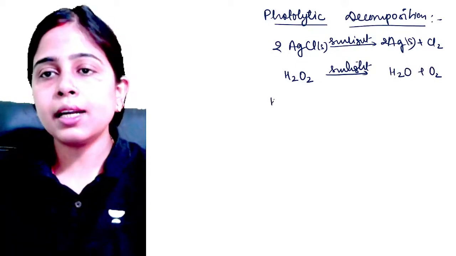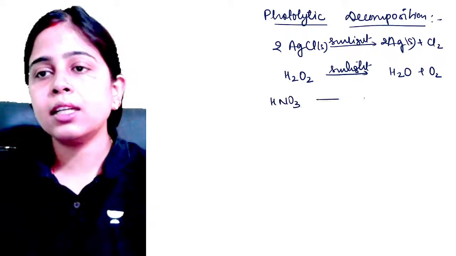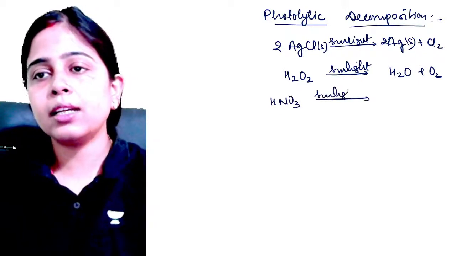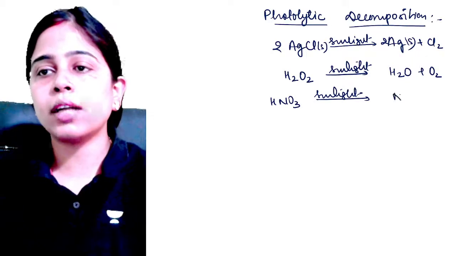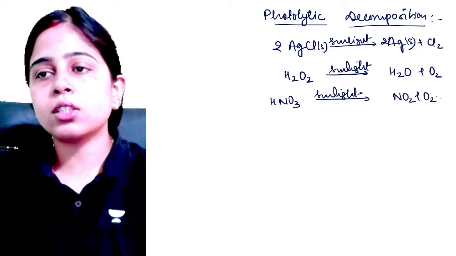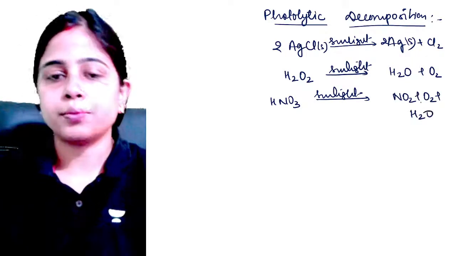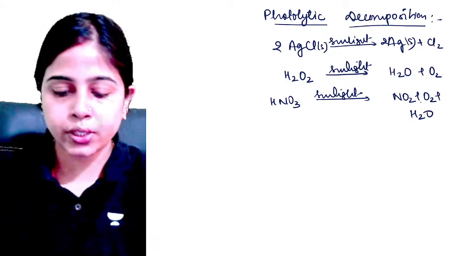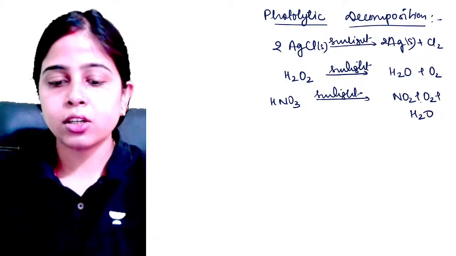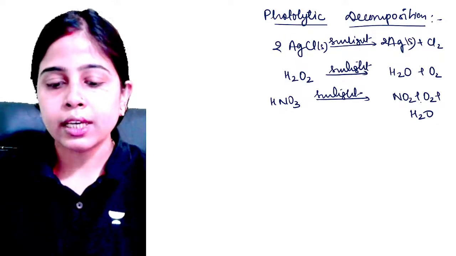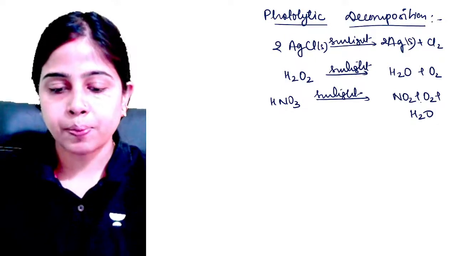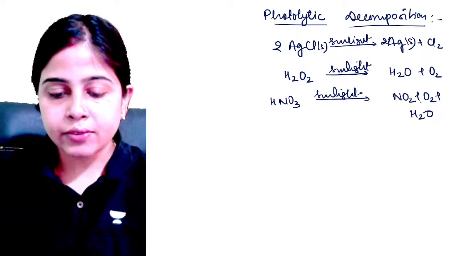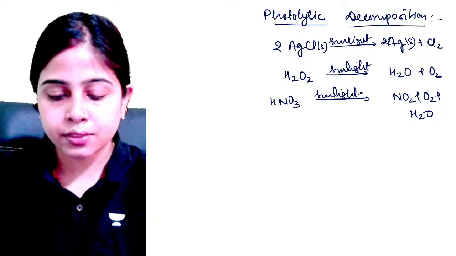Clear? Similarly, if you take nitric acid and keep it in the sunlight, it will produce nitrogen dioxide, oxygen and water. So nitric acid also produces nitrogen dioxide, oxygen and water in the presence of sunlight. Clear? Is everything clear to everyone in the class?